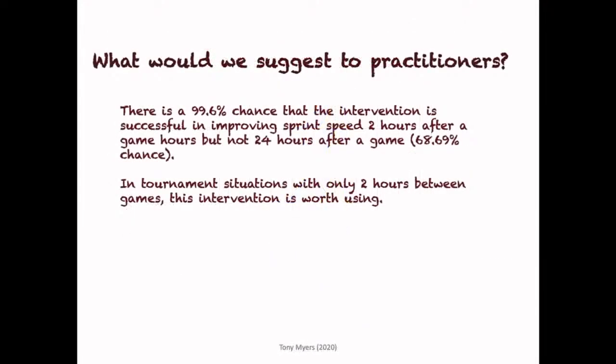So what can we suggest to practitioners? Well, quite simply, we can just use the actual direct probabilities, because they're actually quite reasonable to understand. So there's a 99.6% chance the intervention is successful in improving sprint speed after 2 hours than if you didn't do it. So the intervention's worth investing in if that's an important thing.